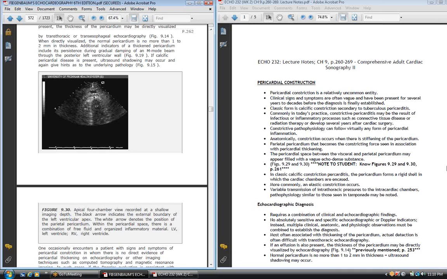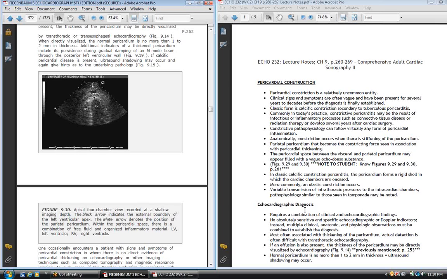So in classic calcific constrictive pericarditis, the pericardium forms a rigid shell in which the cardiac chambers are encased. More commonly, an elastic constriction occurs. Variable transmission of intrathoracic pressures to the intracardiac chambers, with pathophysiology similar to that seen in tamponade, may be noted, such as, if you remember back from the tamponade section, respiratory variation in the mitral and tricuspid inflow that changes with inspiration versus expiration.